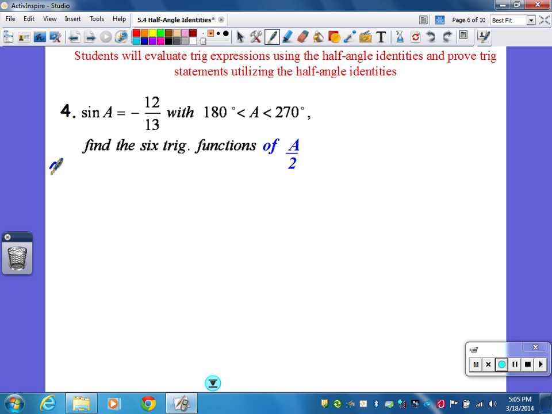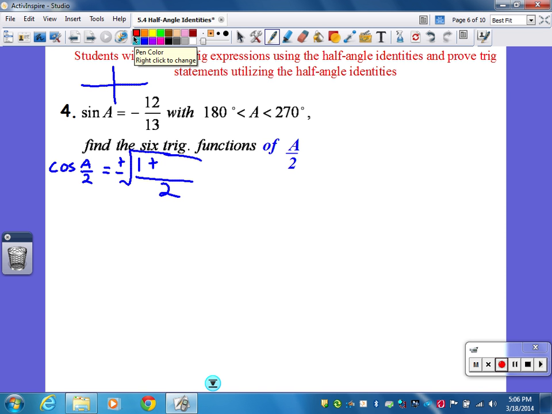Well, we have cosine of A over 2. That is equal to plus or minus the square root of 1 plus cosine A, all over 2. We don't have cosine of A, so we need to find that. So let's just find that right away, just so we know what we're using, and we can just start plugging away and finding our answers.